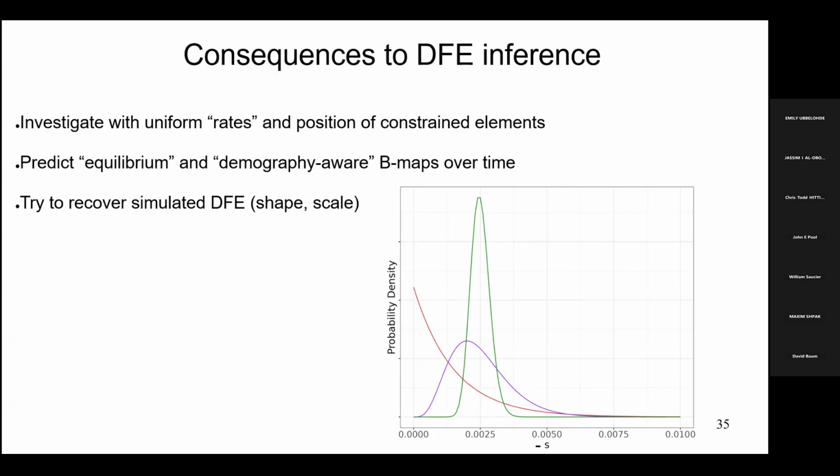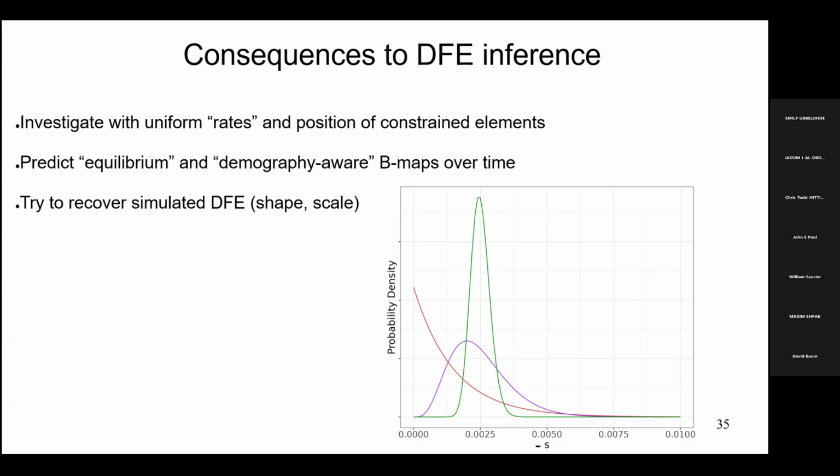And we project the system forward in time using our bottleneck and expansion scenarios. Our approach is to predict equilibrium B maps at different points in time and contrast them with the demography-aware B map using our full model. By doing that, we can perform inference, assuming equilibrium, and try to recover the simulated DFE, or distribution of fitness effects.